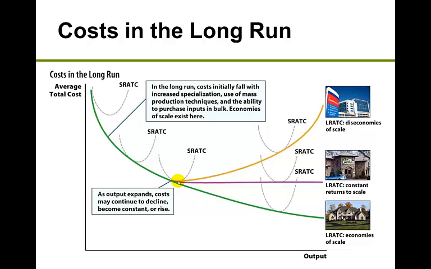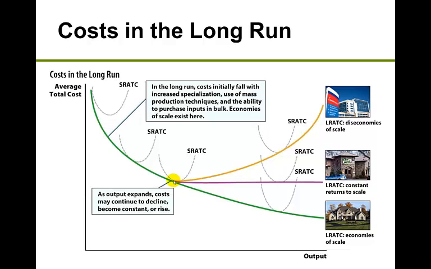So what will our cost curve look like in the long run? Well, in the long run, there are three distinct possibilities: economies of scale, constant returns to scale, and diseconomies of scale. So at first, each long run average total cost curve exhibits economies of scale as a result of increased specialization and using mass production techniques, purchasing power, etc. And then we get to this point here, and then we could have our three different options.